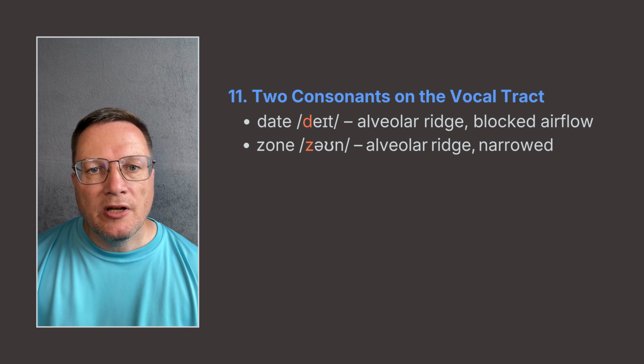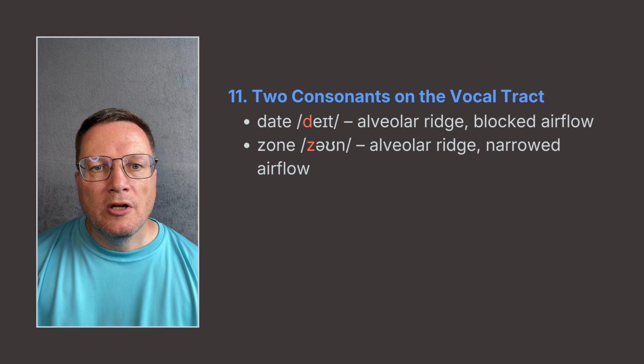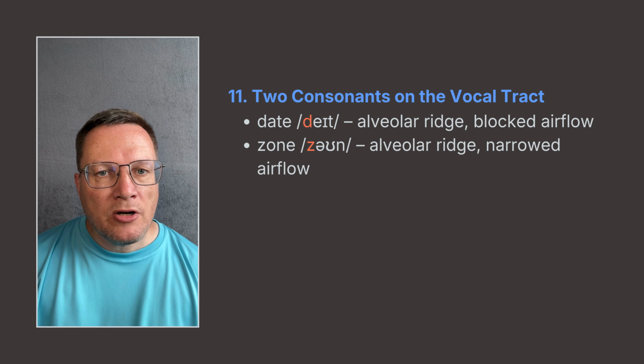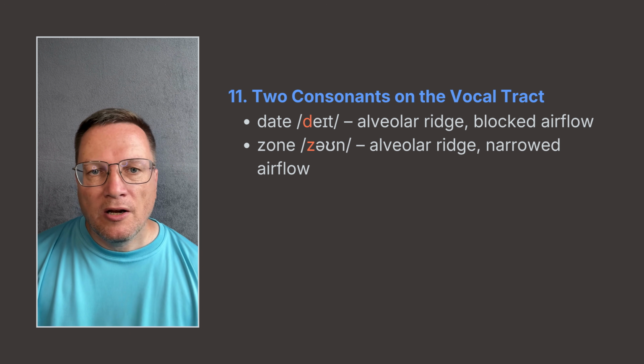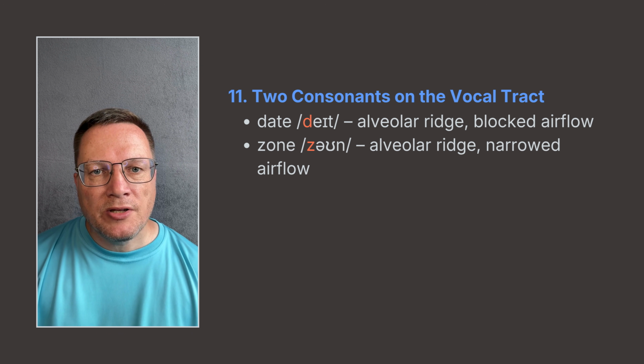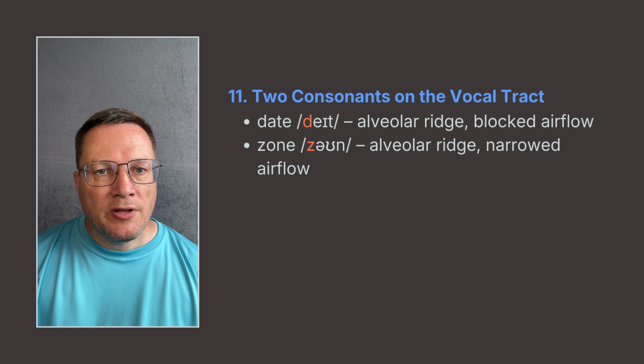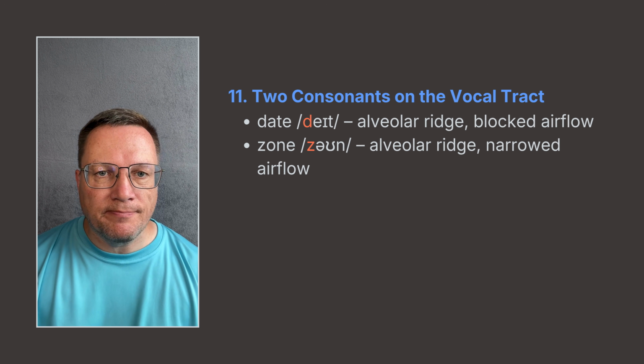In date, the tongue blocks the airflow completely before releasing it, producing a plosive. In zone, the tongue approaches the alveolar ridge, allowing the airflow to pass through a narrow gap, producing a fricative. Together, these examples show that consonants may share the same place of articulation while differing in their manner of articulation.